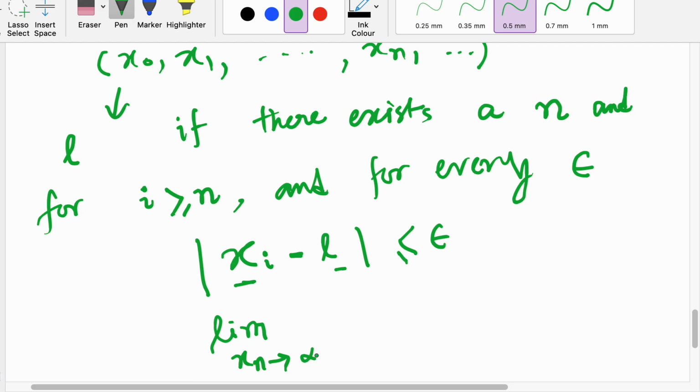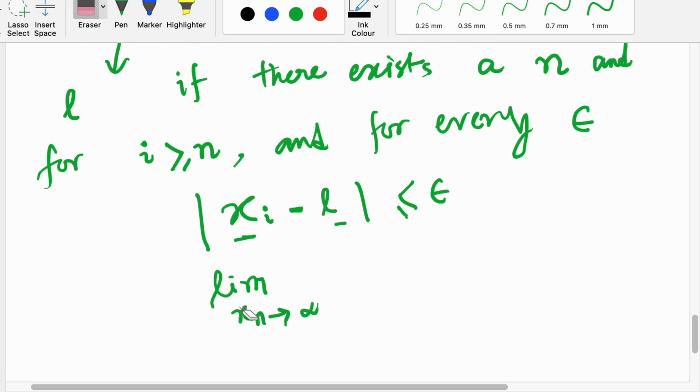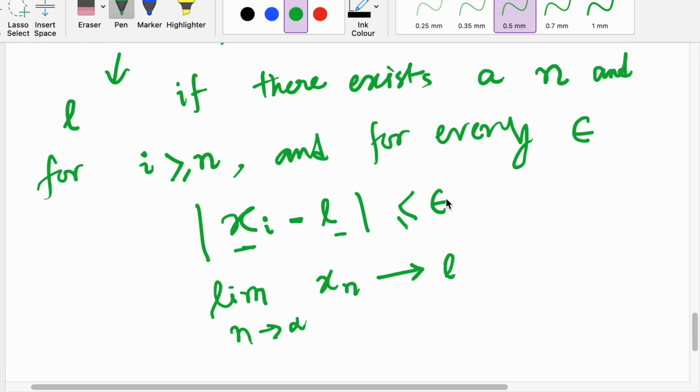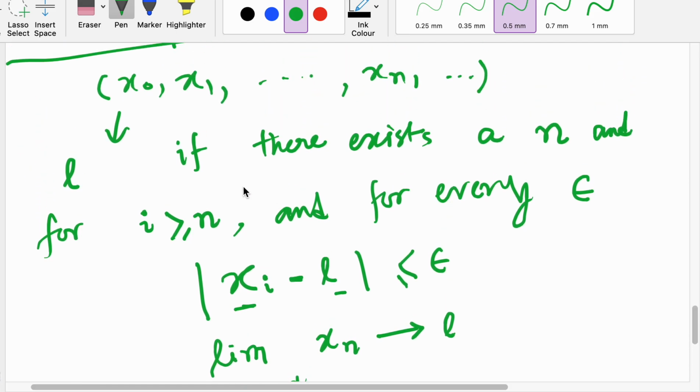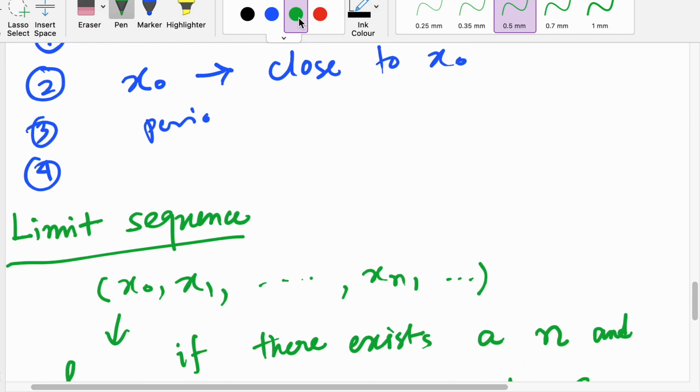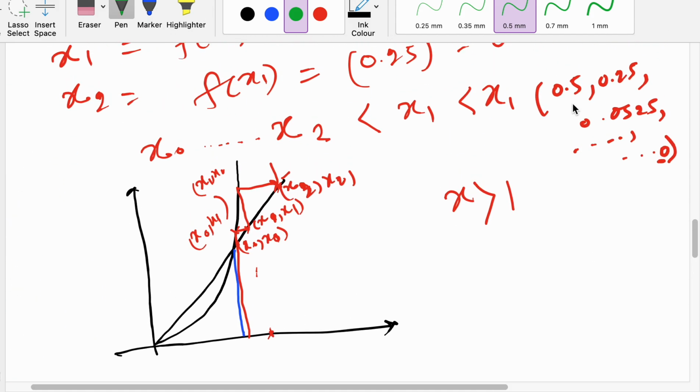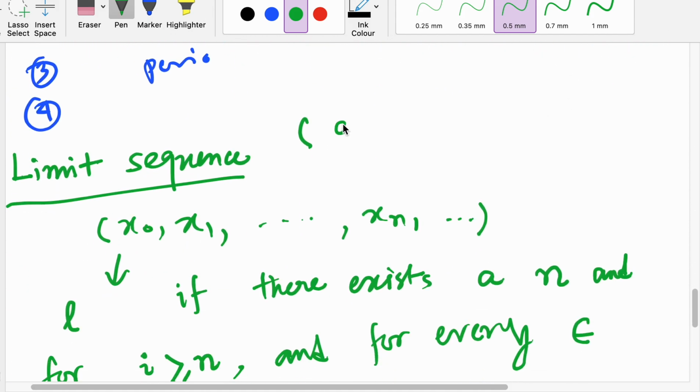as n tends to infinity, xn will go to L. So let me give the example so it will be clear. It basically says nothing more than this. Let us get back to our example. Here the sequence is 0.5, then 0.25, then 0.0525.